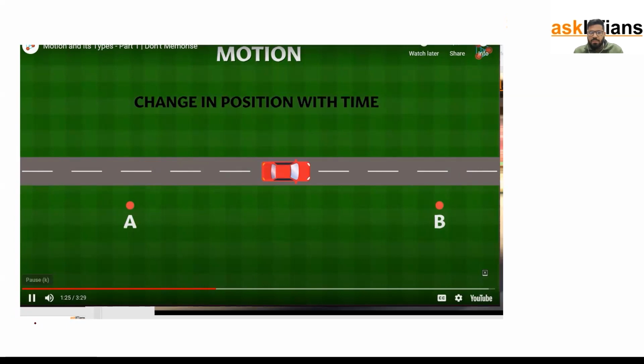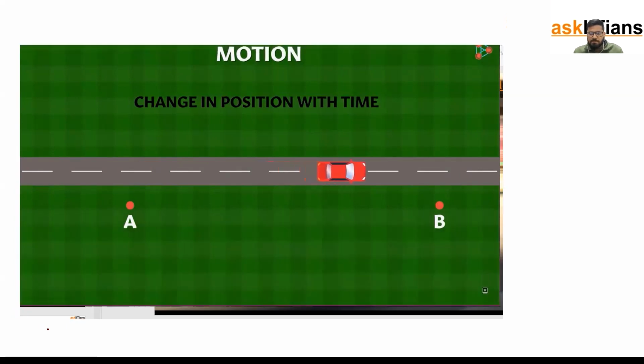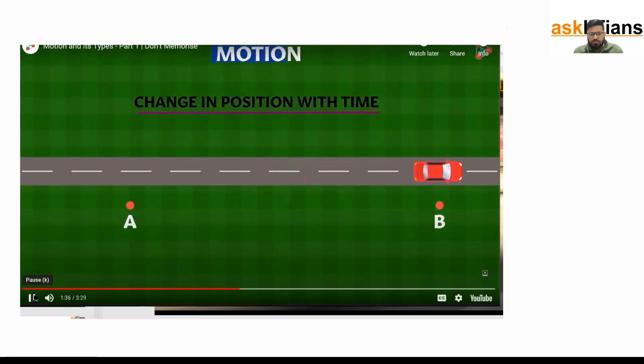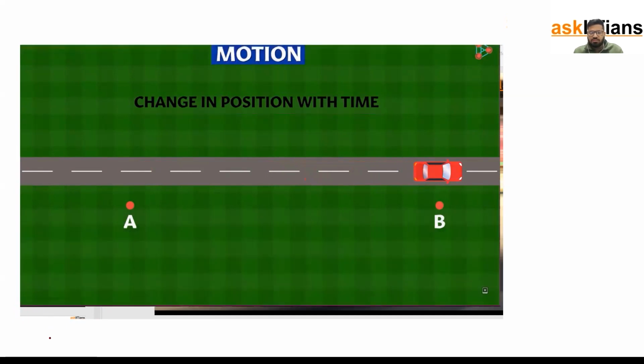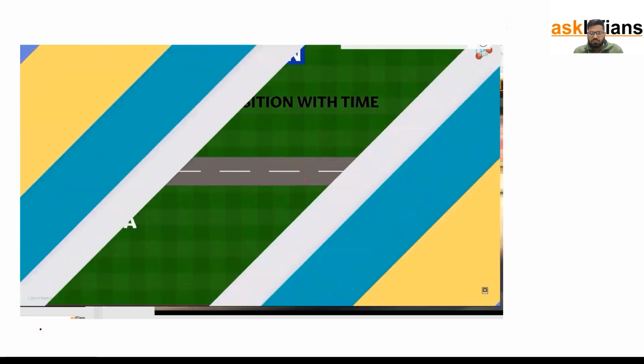Yes or no? Notice what's changing: the position of the object with time. The changing position of the car with time is what we call motion. So change in position of any body with time is known as motion. I hope it is now much more clear. Whenever there's a change in position of a body, we say it's in motion.